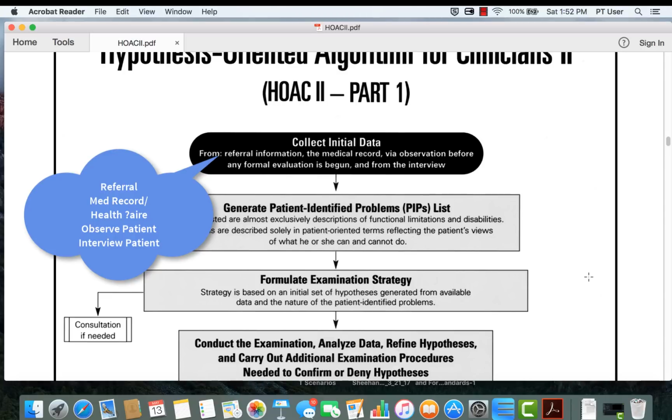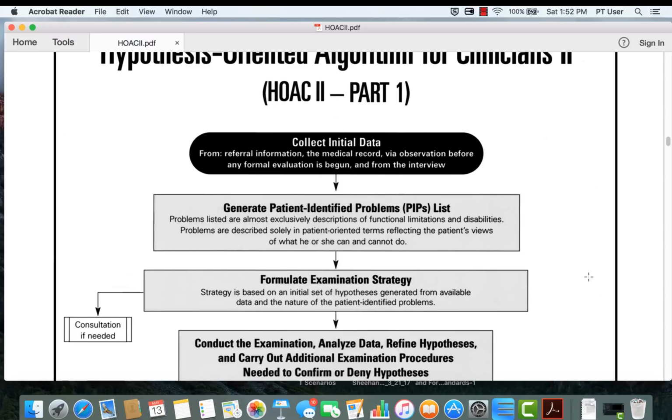Now, as we move through the model, moving away from collecting initial data, down from that black rectangle, if you will, to the next step, you see that the next thing we do after collecting initial data is to generate a patient identified problems list, PIPs. Now this is probably what's most unique or distinct in comparison to other models, is that it really emphasizes what's important to the patient first off.